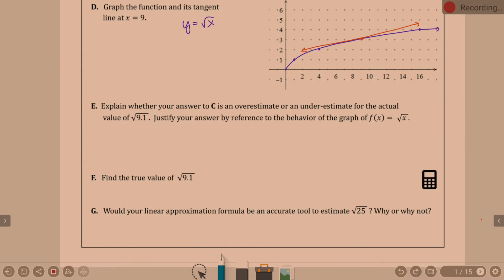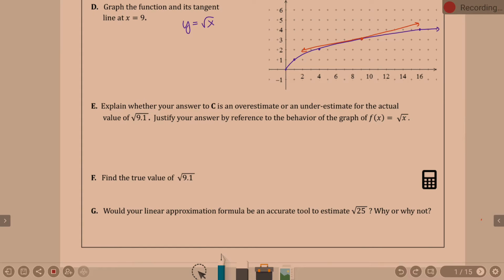Explain whether your answer to C is an overestimate or underestimate for the actual value of square root of 9.1. Justify your answer by reference to the behavior of the graph of f of x equals the square root of x. Overestimate. Why? Because our tangent line is above.